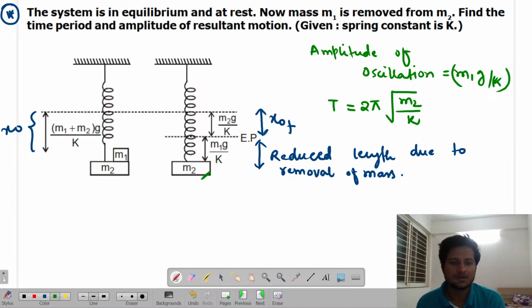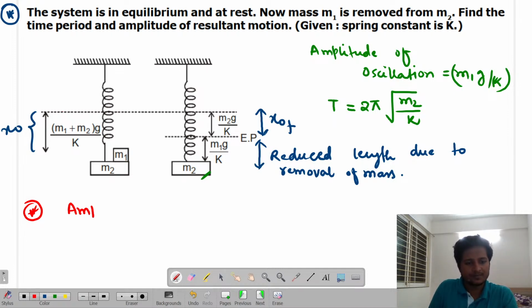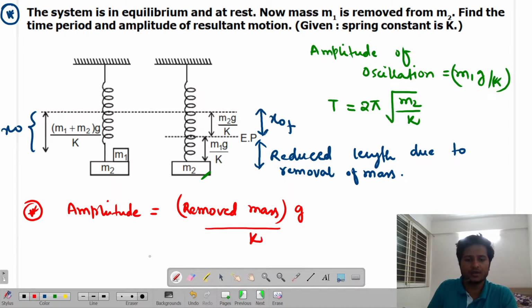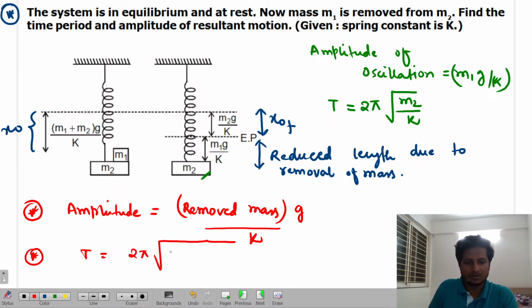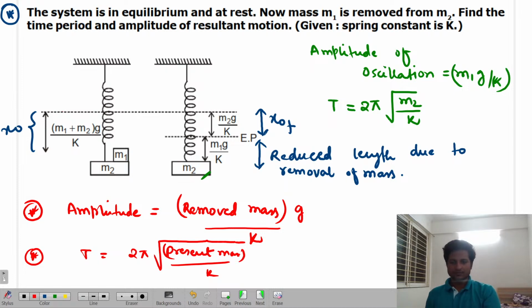मजा आया? तो हरदम हरदम ये ट्रिक याद कर लो that if this is kind of vertical case is there, so amplitude is exactly equal to removed mass or added mass into g divided by k, while the time period is 2 pi root under present mass divided by k. Got it?